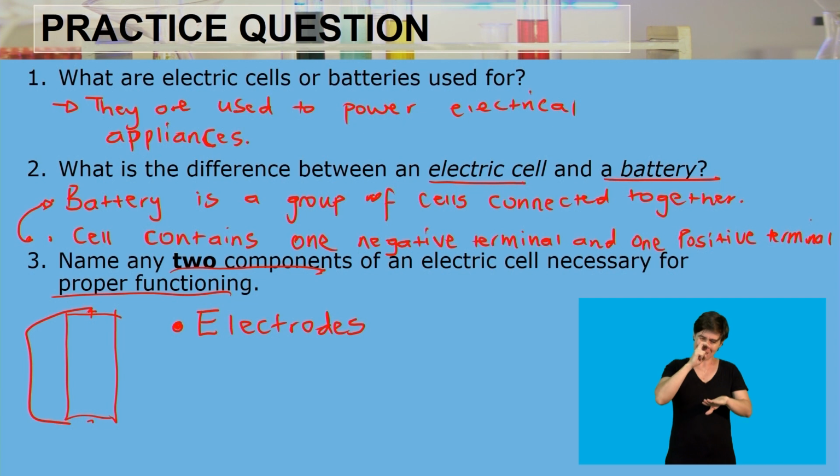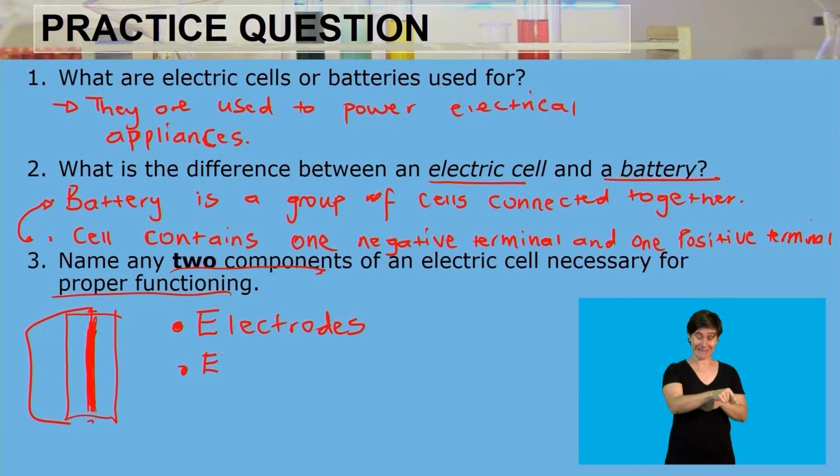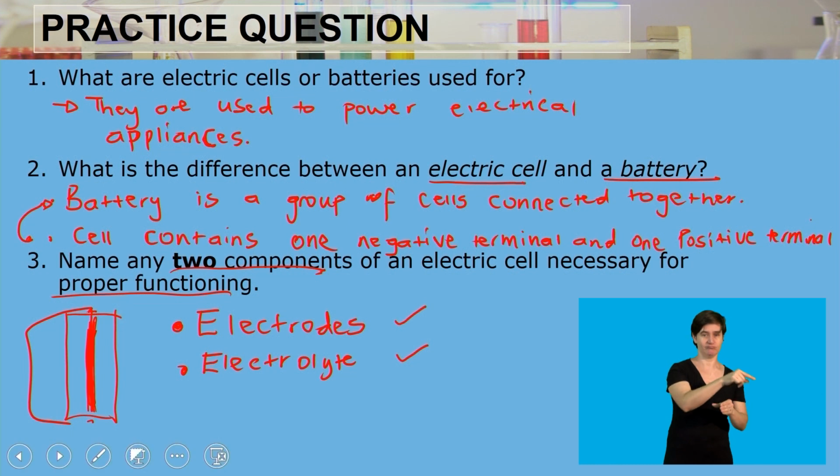Then the second component that your battery or your cell needs, remember, inside the battery we have a solution, or we have a paste that is used to conduct electricity. That paste or that solution is called an electrolyte. So an electrolyte is a solution or a paste that is used to conduct electricity. So we need electrodes, and we also need an electrolyte for the proper functioning of the electric cell. For it to function, it needs these two important components.